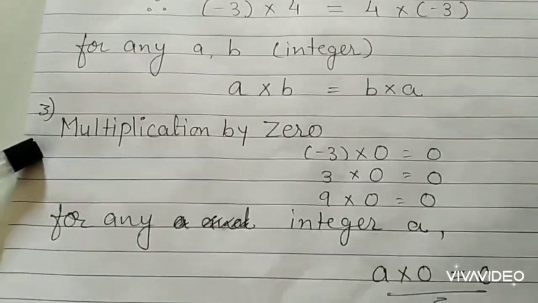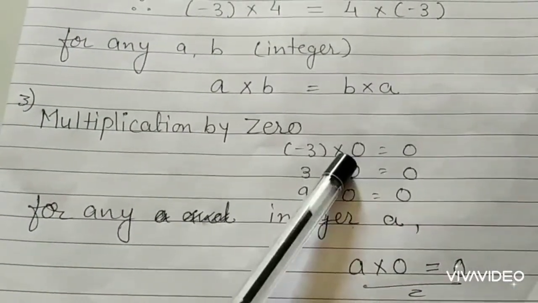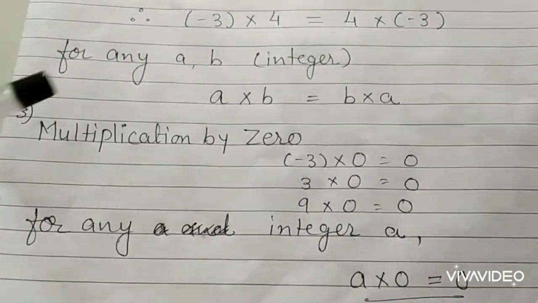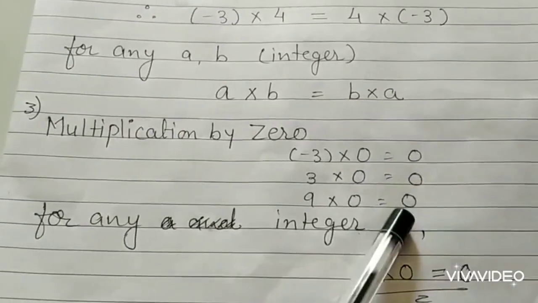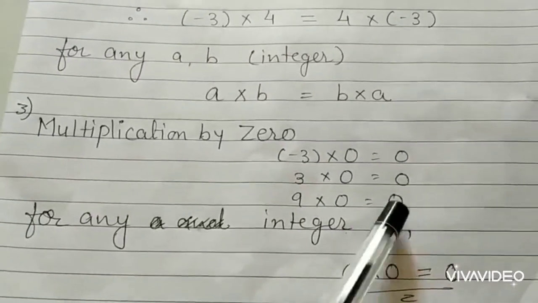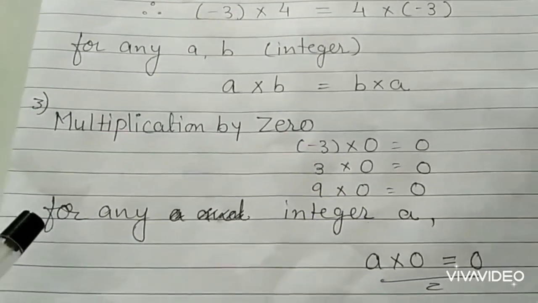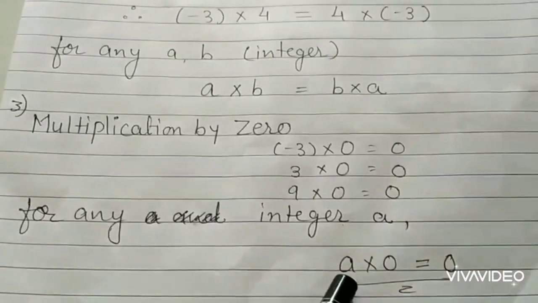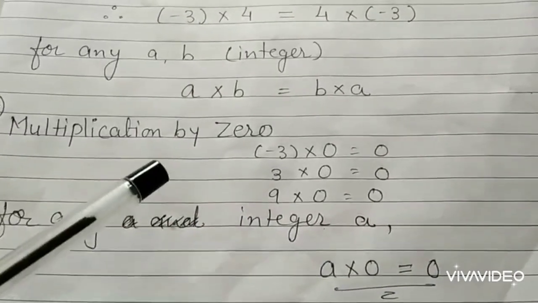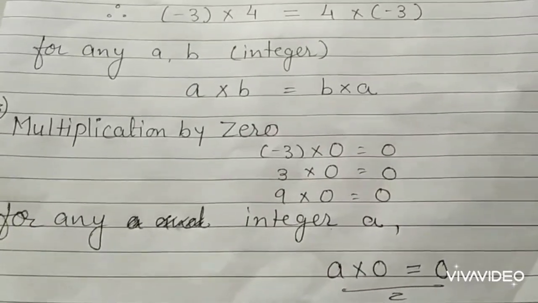Now another is multiplication by 0. You know that minus 3 multiplied by 0 is 0. If you take any integer and multiply by 0, you will get the answer 0. 3 multiplied by 0 is 0. 9 multiplied by 0 is 0. 10,000 multiplied by 0 is 0. So in general, for any integer a, a multiplied by 0 will be 0. If we multiply an integer by 0, our product will be 0.